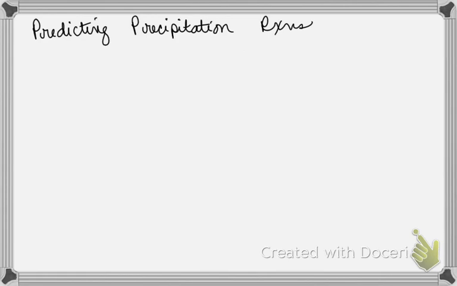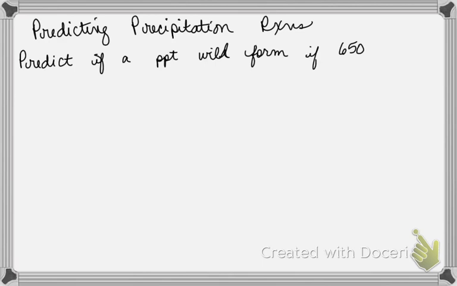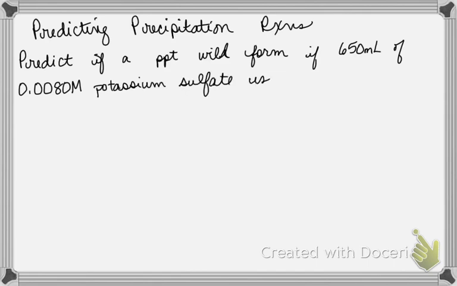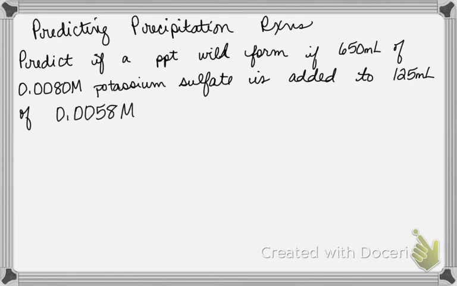Okay, I'm going to do this. Let's predict if a precipitate will form if 650 milliliters of 0.0080 molar potassium sulfate is added to 125 milliliters of 0.0058 molar barium chloride.